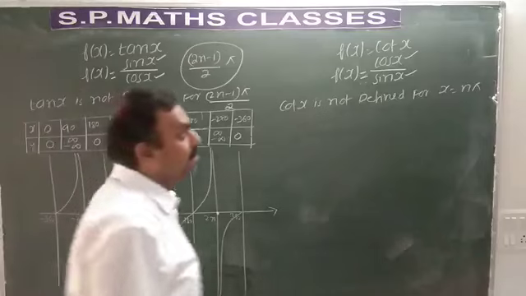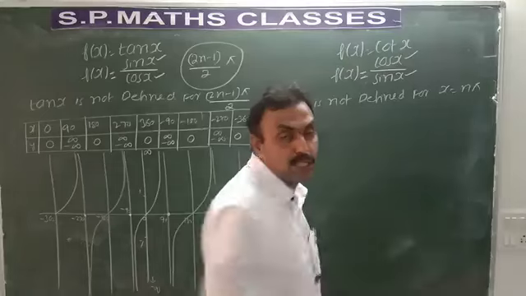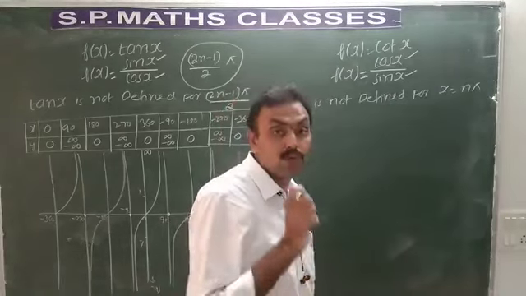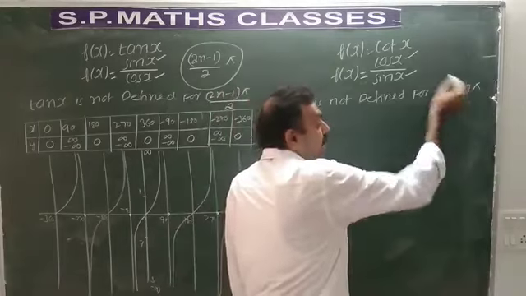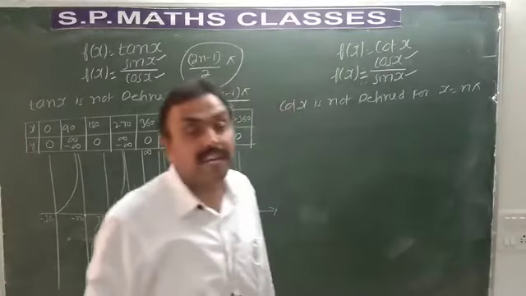What is that n pi? You know, sin x becomes 0 when x is equal to 0 degrees, 180 degrees, 360 degrees, and so on. When you put n as 0, we get x as 0. When you put n as 1, we get pi.